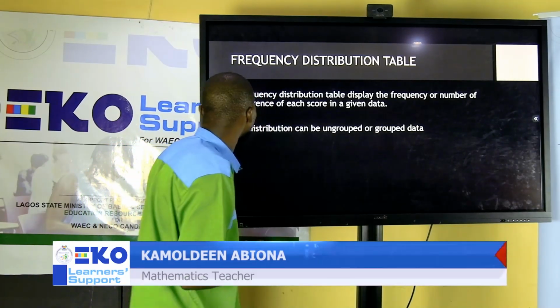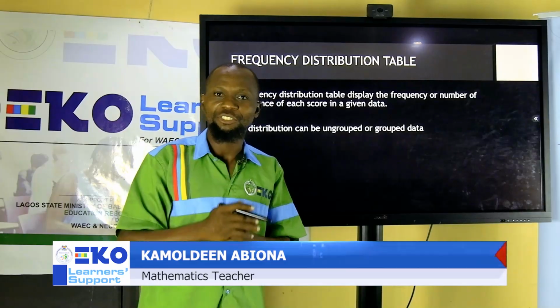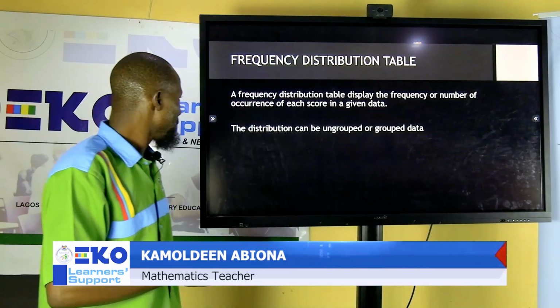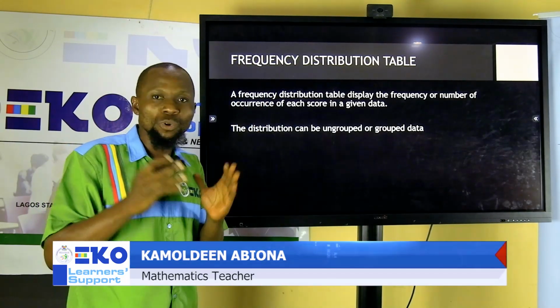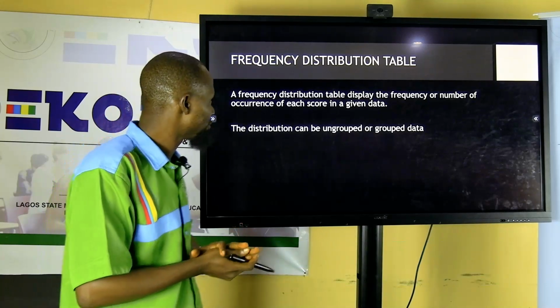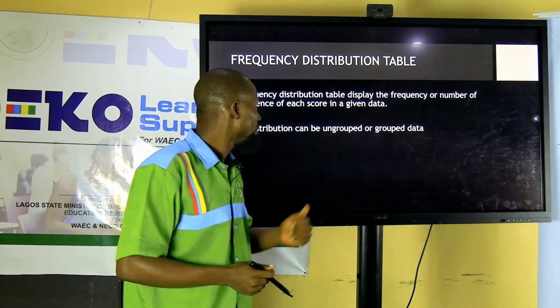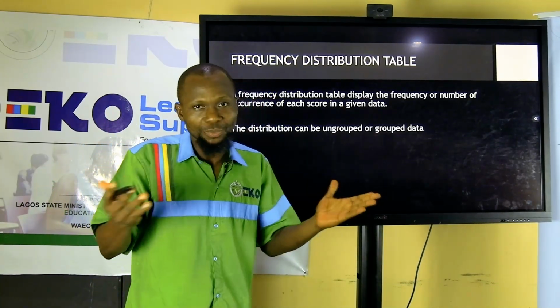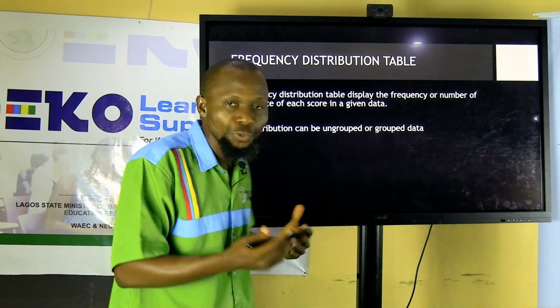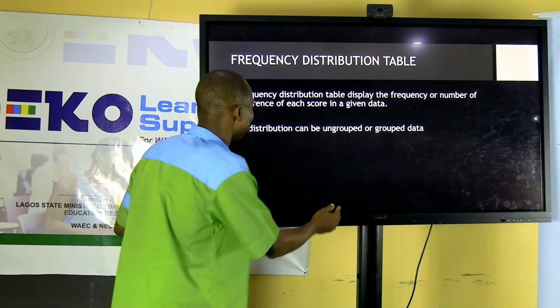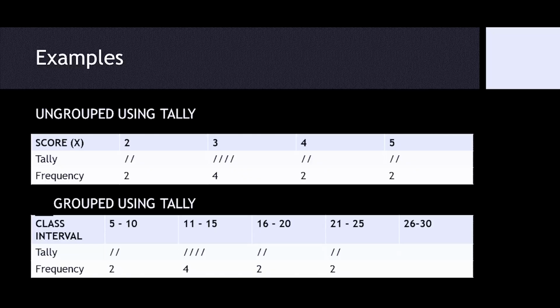So what do we mean by frequency distribution table? A frequency distribution table displays the frequency, or number of occurrence, of each score in a given data. And sometimes it could be a grouped one or ungrouped. I have an example here of ungrouped and grouped data. Look at this. We have scores, we have the tally, and at the same time the frequency.